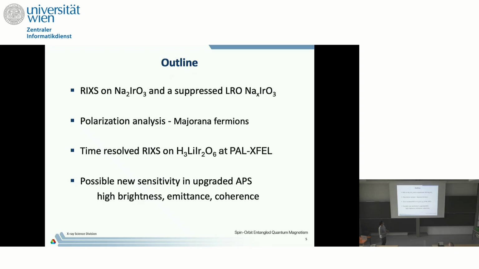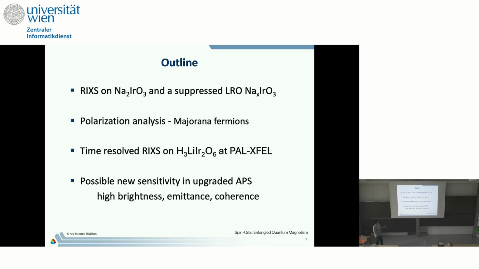This is the outline of my talk. I will present sodium iridate; everybody talks about ruthenium chloride as the best example, but for RIXS studies ruthenium requires tender X-rays. That's not my regime, as I'm a hard X-ray RIXS person, so I have to work on sodium iridate. Also, by making a sodium deficiency, you can suppress long-range antiferromagnetic ordering, and we also studied that.